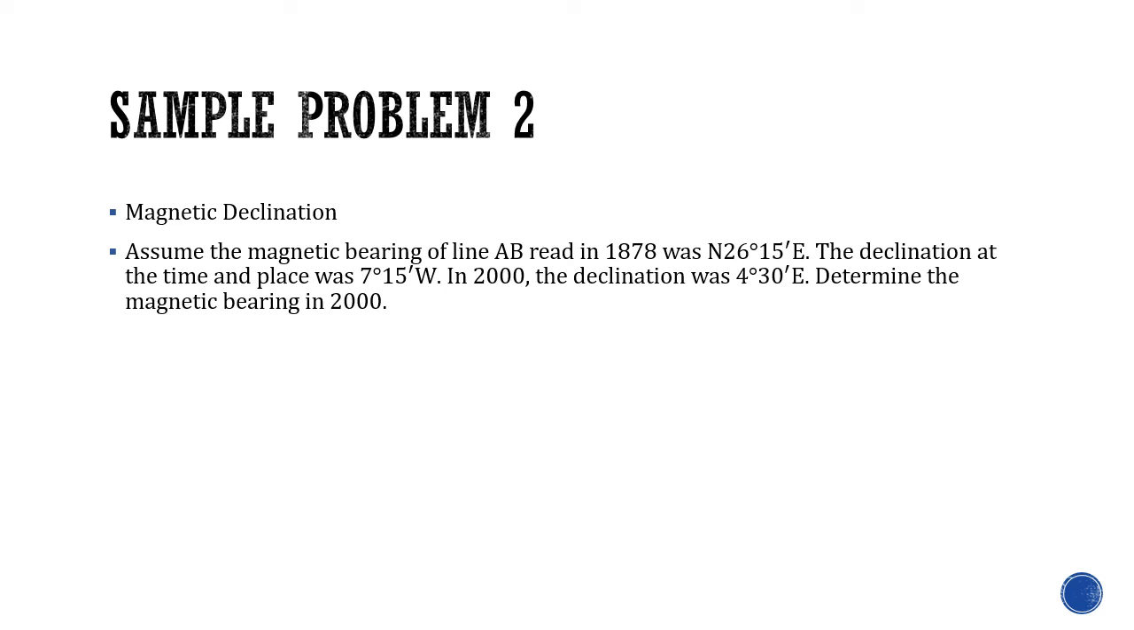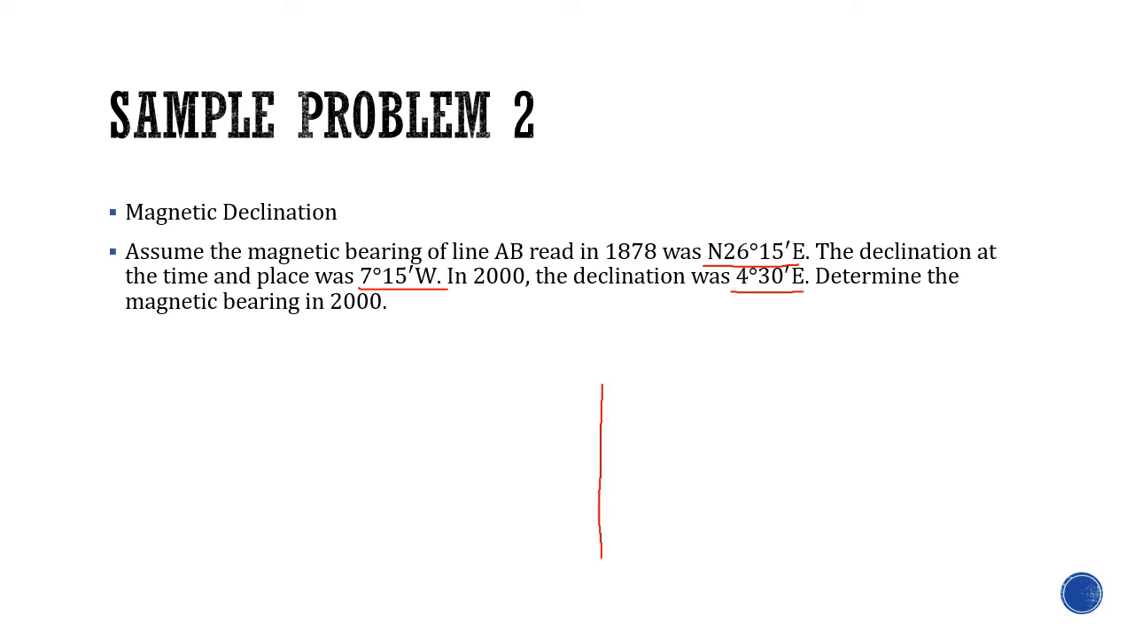Sample problem 2. We still have magnetic declination here. Assume the magnetic bearing of a line AB in 1878 was north 26 degrees 15 minutes east. The declination at that time and place was 7 degrees 15 minutes. In 2000, the declination, by the way, is 7 degrees 15 minutes west. Now the declination is this. The question is, what should the magnetic bearing be? What is the magnetic bearing if it is the year 2000? What are you reading now? Because before, this was what was read. So now, what should the reading be?